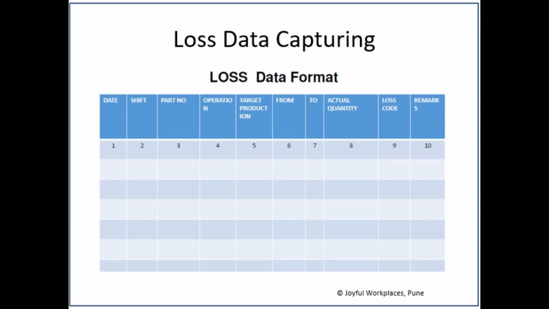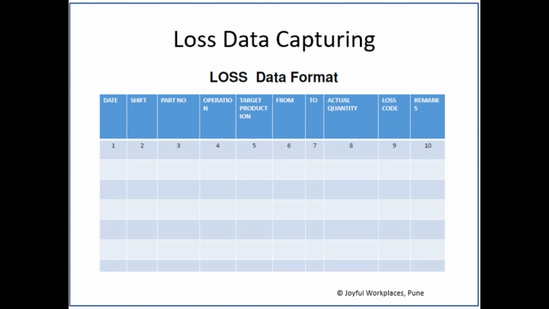Now the important part comes: how to capture those losses. So I am here just explaining one of the loss data formats which you should use on your shop floor. Now what does it contain? It contains date, shift, part number, operation on which it is being carried out, target production, from which time to which time that production was happening, actual production quantity, loss code, and remark.